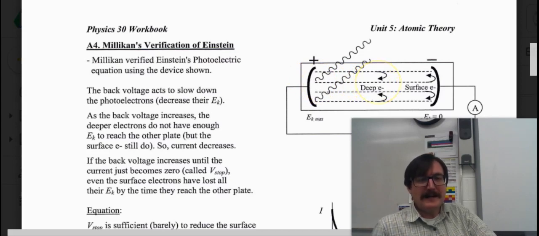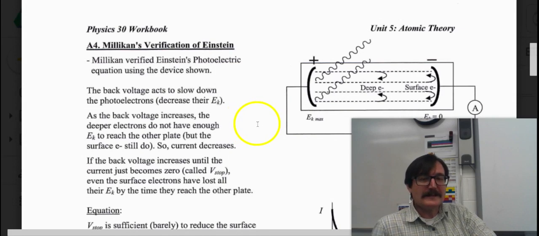Well, they're moving very rapidly. So the way to do that would be to do it indirectly with a voltage. That's how Millikan constructed his apparatus. It says the back voltage acts to slow down the photoelectrons, decreasing their kinetic energy. So as the back voltage increases, the deeper electrons do not have enough kinetic energy to reach the other plate, but the surface electrons still do.